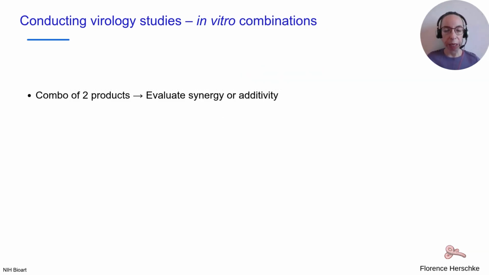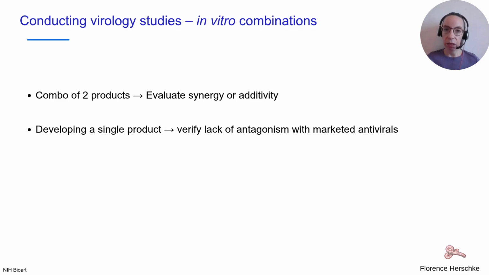Finally, if you're developing a combination of products, make sure to evaluate whether these are truly synergistic or additive. And even if you're developing a single product, make sure to do checkerboard experiments with the marketed products. Indeed, it is possible in real life that your product will be used with an already marketed product. You need to make sure that no antagonism will be observed in that case.